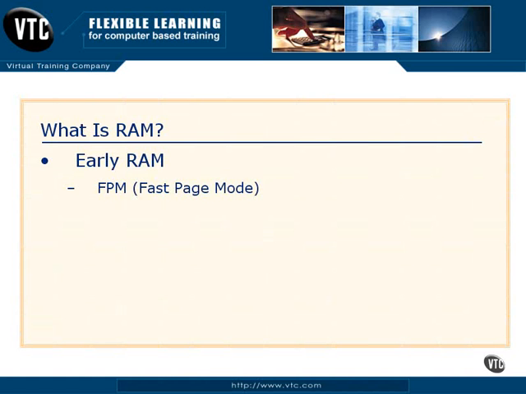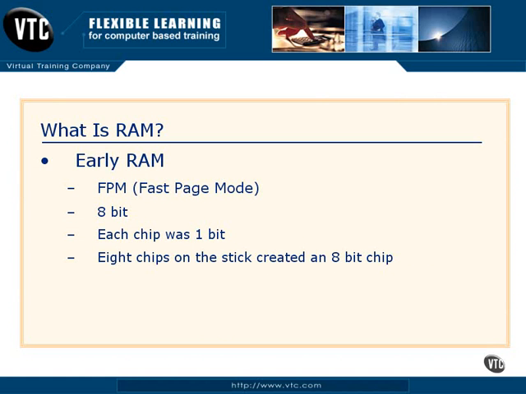Early RAM was referred to as FPM, or fast page mode. If you see that term, they're talking about old RAM, so watch for trick questions on the exam. This was 8-bit memory. Each chip was 1 bit, and there were 8 chips on the stick, and so this created an 8-bit chip. If you can get a picture of that, and you've seen those RAM sticks before, there were 8 little squares on there, and that's how we got the 8 bits, or the 1 byte of memory that was passed back and forth to the processor every time.